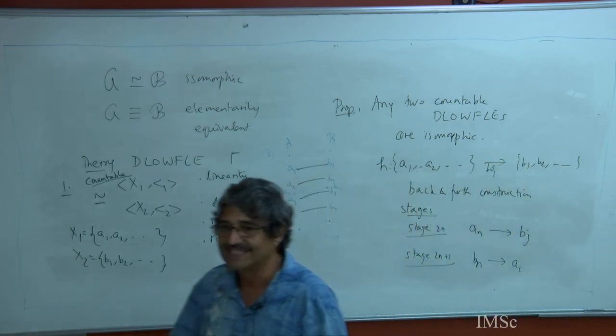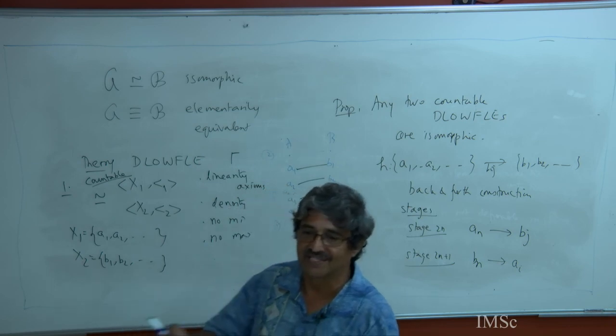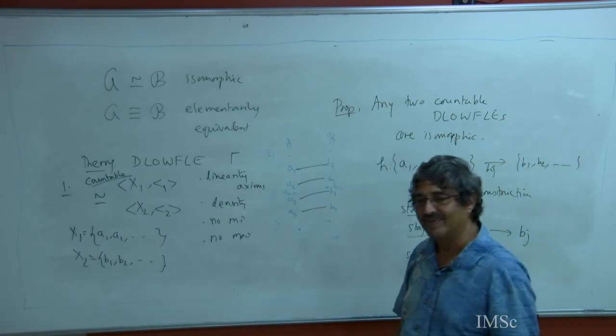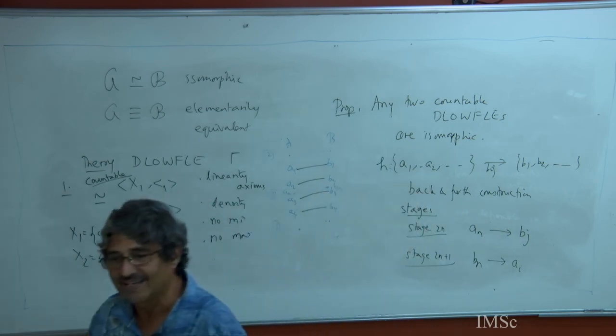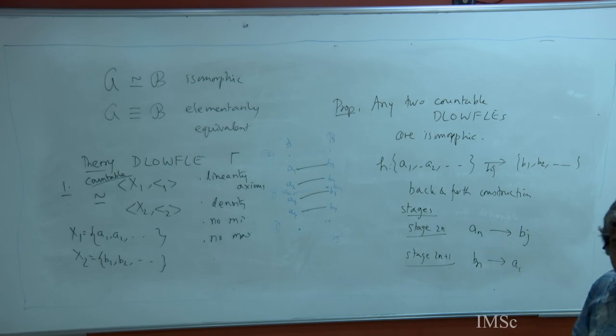You index it by ordinals, and you say for successor ordinals, this is what I'll do. Then for limit ordinals, I'll take the limit elements and map to limit elements appropriately. So you can do it, but that's more complicated. But at least for countable models, this is a very simple way of showing it.